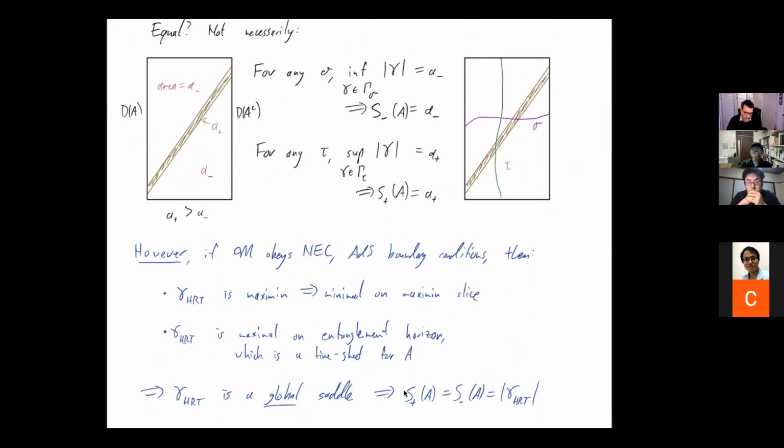Okay, and then if you find your HRT surface, then under those conditions, that is also the maximin surface, which means it's minimal on its slice, but at the same time, it's maximal on the entanglement horizon. And here I should have included a picture. So let me just quickly draw a little picture.